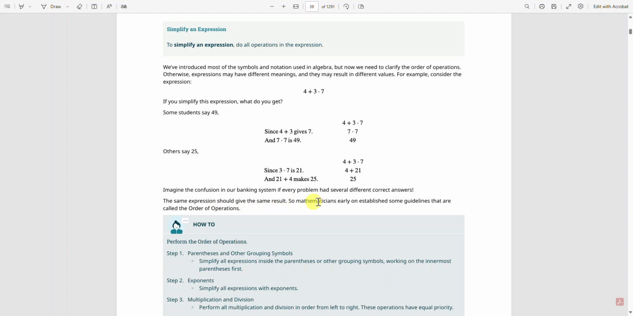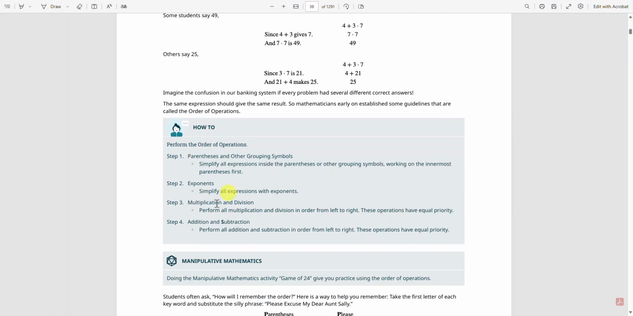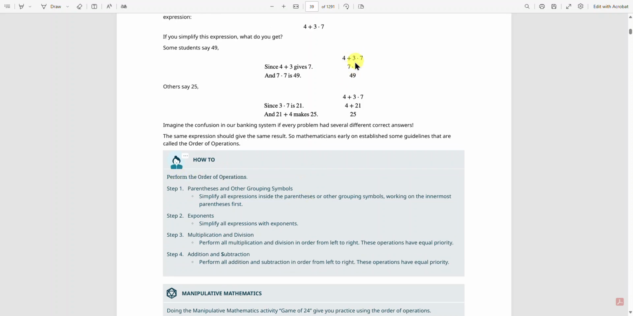So mathematicians established some guidelines that are called the order of operations. So here we're going to learn the rules for how to perform the order of operations. And this is very important. You can see this is the difference between getting a wrong answer and a right answer.